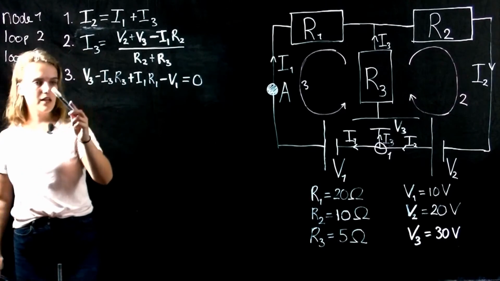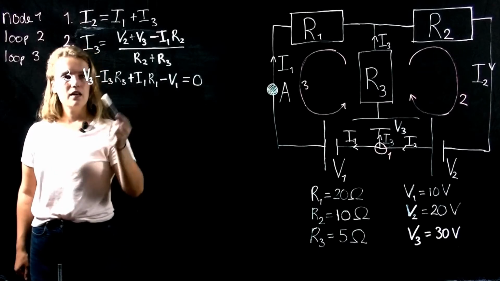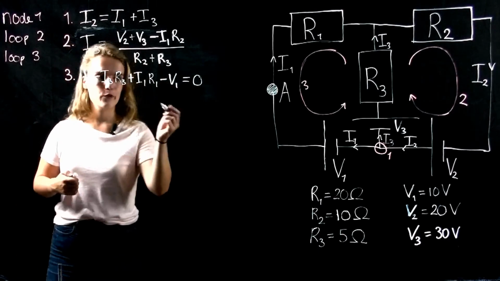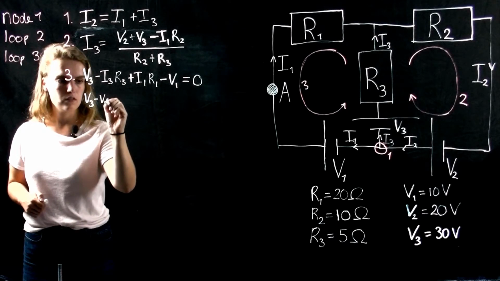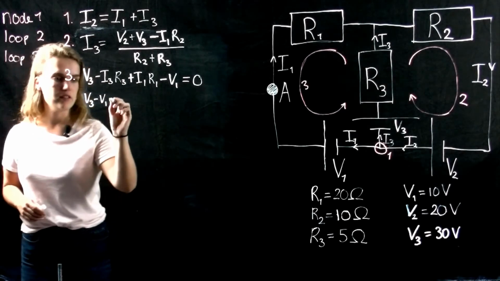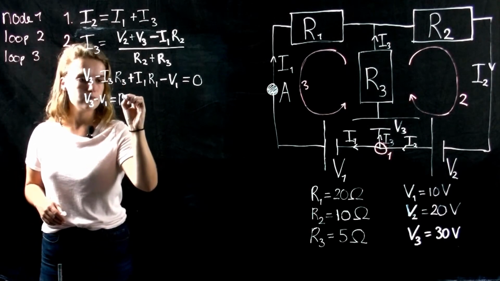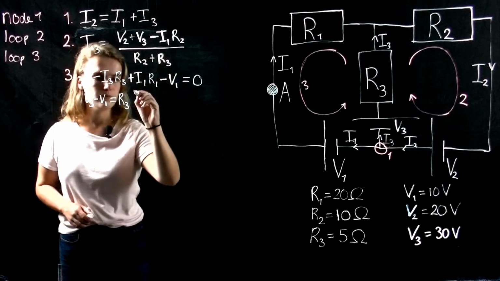So here we have the second Kirchhoff equation, and let me put these V's to one side, and then we can fill in I3 that we found here. So first we have V3 minus V1. And this is then equal to R3 times I3, which I get from here.